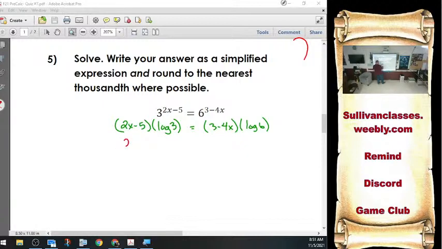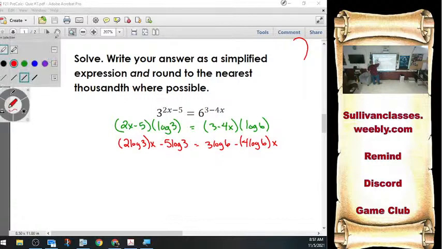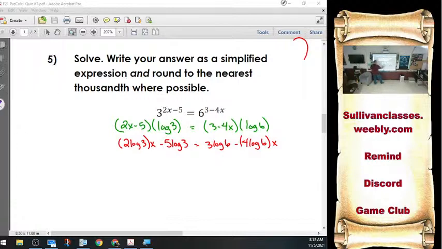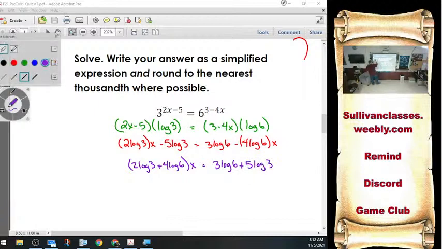Then we'll have 2 log 3 of x minus 5 log 3, 3 log 6 minus 4 log 6 of x. I need to add this log over here. It'll combine to 2 log 3 plus 4 log 6 x's. Need to add this log over here: 3 log 6 plus 5 log 3. And divide.